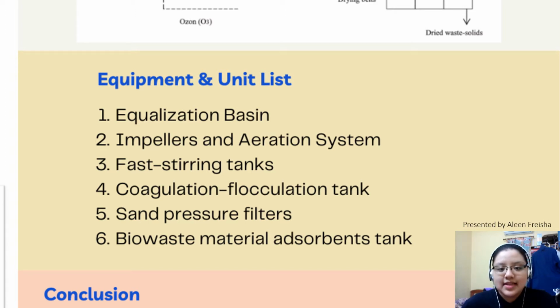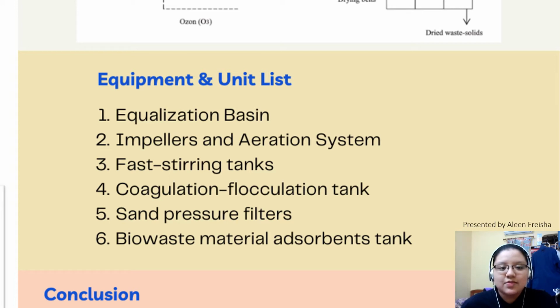Thirdly, fast stirring tanks, the most widely used type of reactor in the process industry. They contain one or more impellers mounted on baffles or draft tubes. And then we have the coagulation flocculation tank, which is to enhance the ability of the treatment process to remove particles. Number 5 is sand pressure filters to remove suspended matters, floating, and sinkable particles.